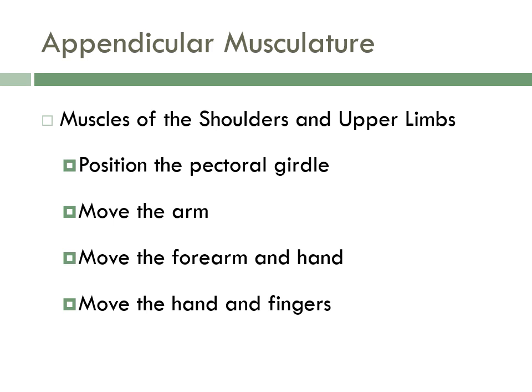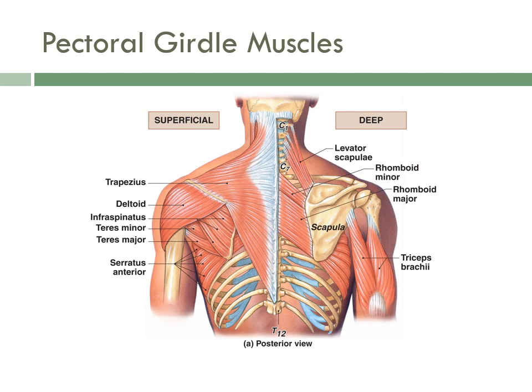All right, so our muscles of the shoulder and upper limbs position the pectoral girdle, move the arm, move the forearm and hand, and move the hand and fingers. So up top here, we'll just go through these. The levator scapulae is from the transverse processes of the cervical vertebrae down into the angle of the scapula. If both of those are contracted, they're going to extend the neck. If one is contracted, it's going to rotate the neck.